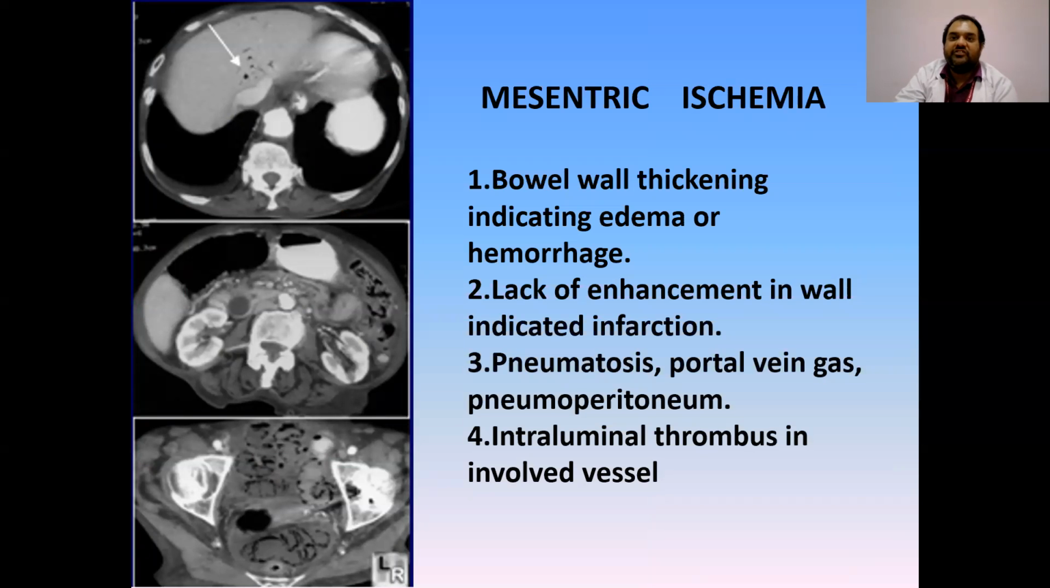These three images are showing the mesenteric ischemia. First image shows bowel wall thickening indicating edema or hemorrhage. Second, there is a lack of enhancement in the wall indicating infarction. Third image shows the pneumatosis, portal vein gas and pneumoperitoneum. Fourth, intraluminal thrombus in the involved vessel.